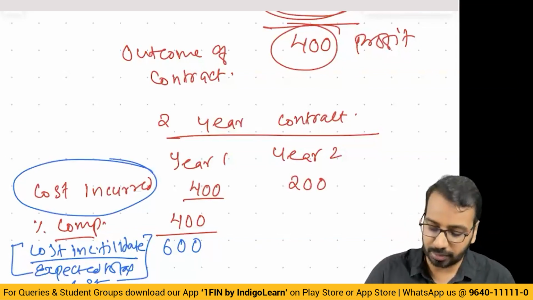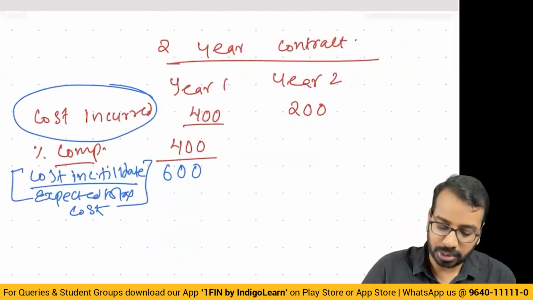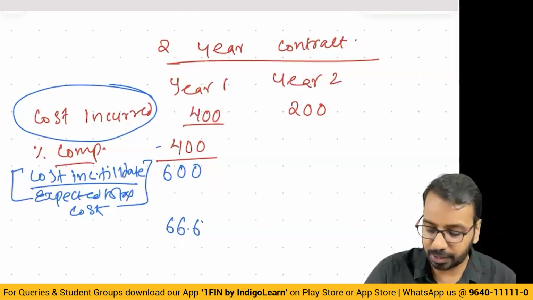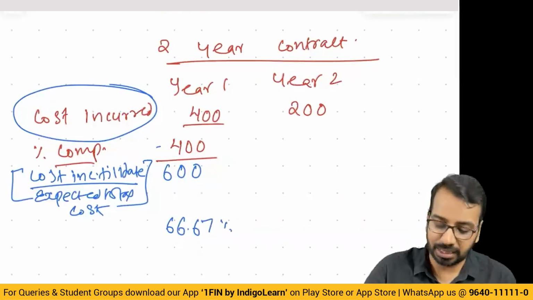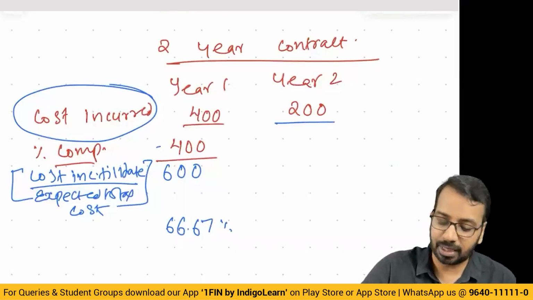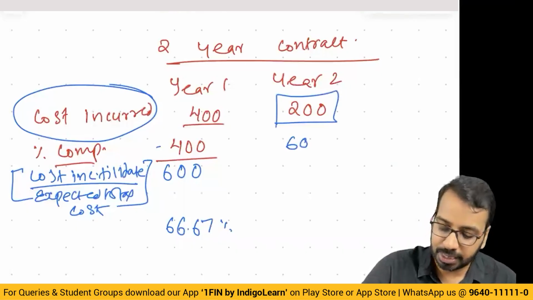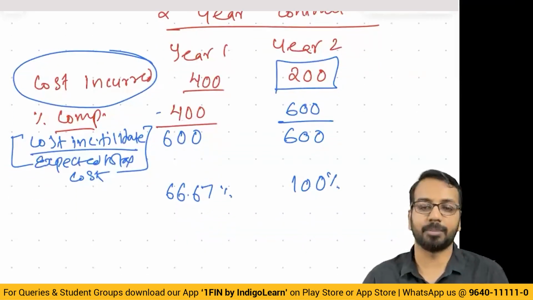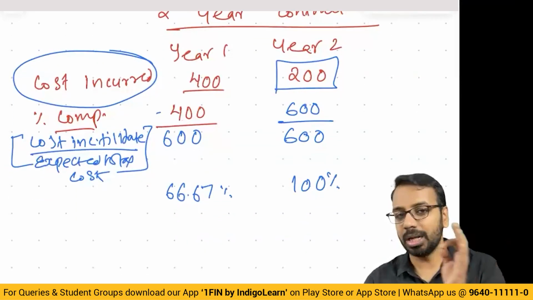So cost incurred 400 divided by 600, the completion becomes 66.67%. And in the second year, let us say we incurred the entire 200. 600 is the cost incurred, 600 is what is expected. 100% is the total completion.